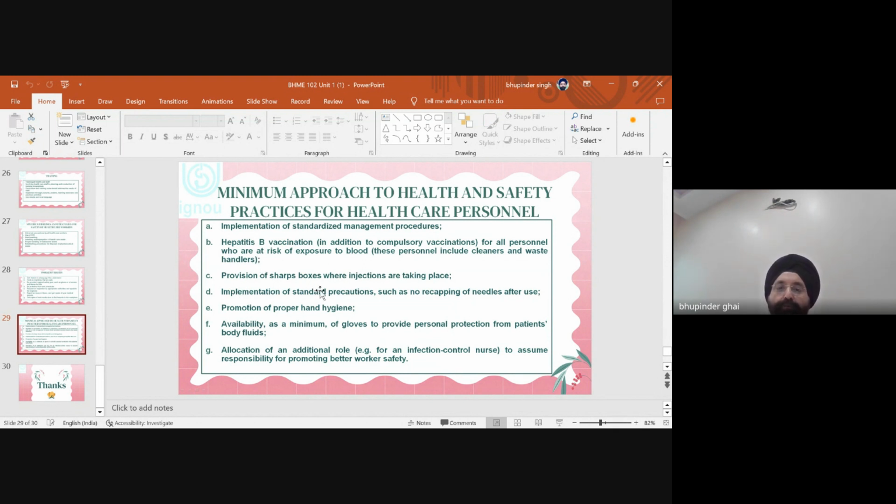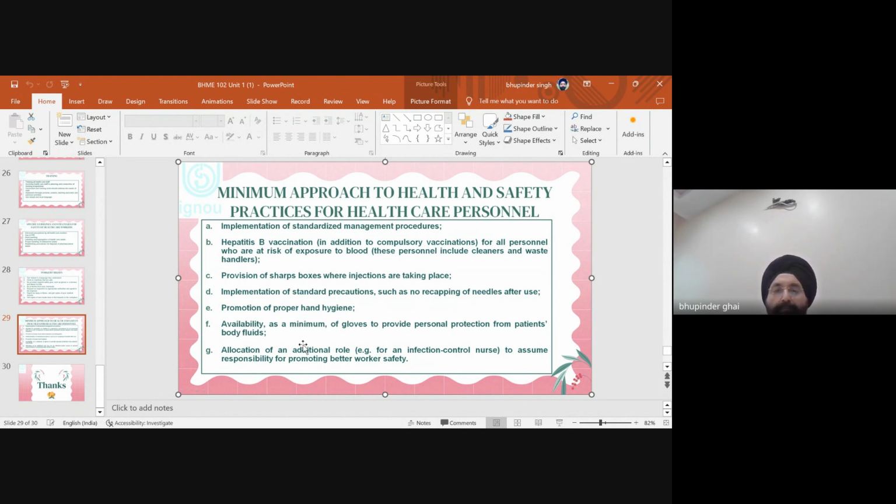Provision of sharp boxes where injections are taking place. That means where injections are given, there the sharp container should be there, which is a puncture-proof box where the sharps can be stored. Implementation of standard precautions such as no recapping of the needle after use. This is the standard precaution. The promotion of proper hand hygiene. That means how the hands are cleaned should be properly known to the worker.